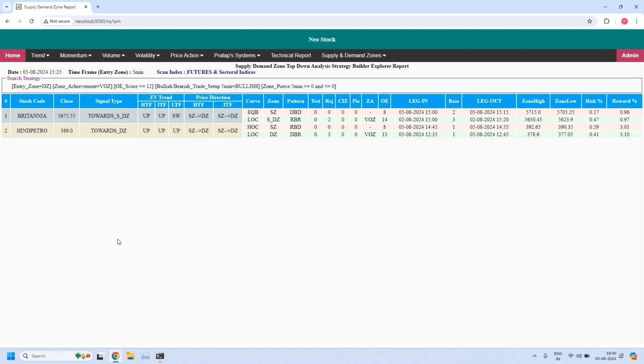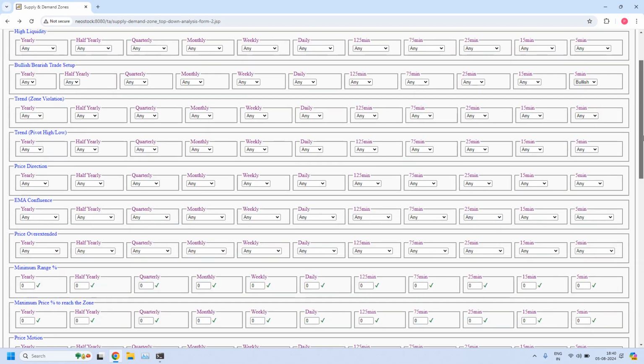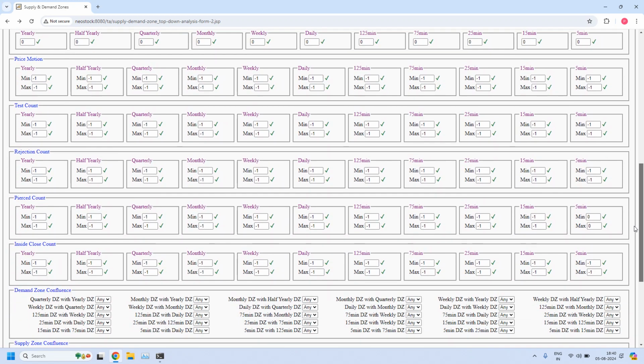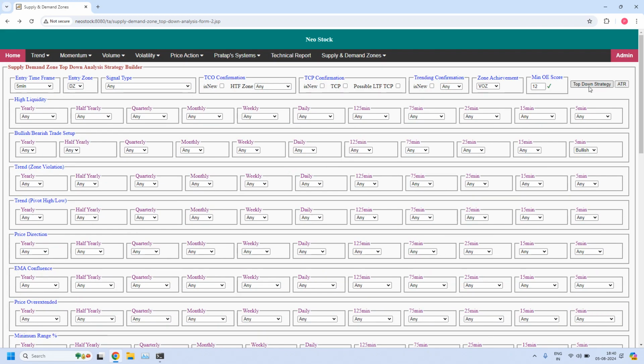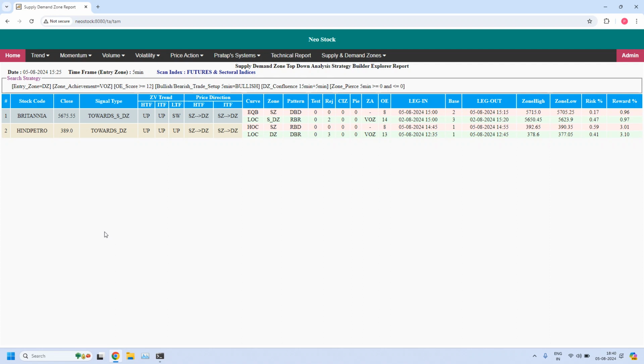But let us check whether any of these stocks are having confluence with ITF. So 5 minutes and 15 minutes demand zone confluence. So the last one, 5 minutes and 15 minutes demand zone confluence I am enabling. This is only ITF and LTF confluence we are checking. Oh, both the stocks are having confluence with the 15 minutes time frame. Very good. Now let us check whether they are also having confluence with the 75 minutes time frame.